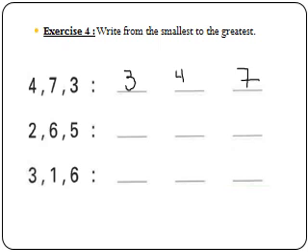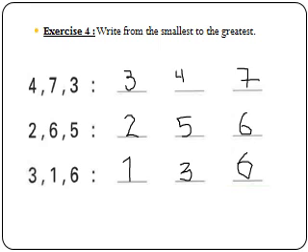Let's move to the second one. 2, 6 and 5. Which one is the smallest number? 2 is the smallest number. Then 5 and 6, because 6 is the greatest number. 3, 1 and 6. 1 is the smallest number. Then comes 3 and 6 again, because 6 is the greatest number.